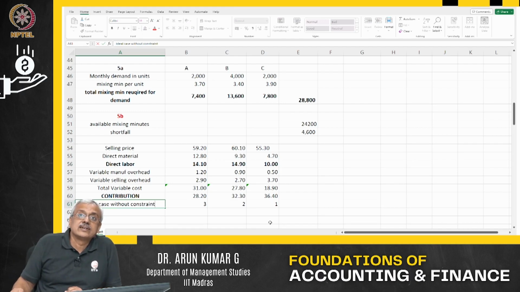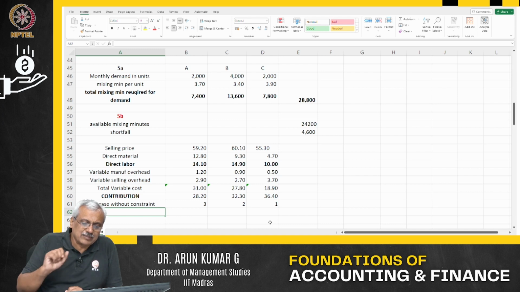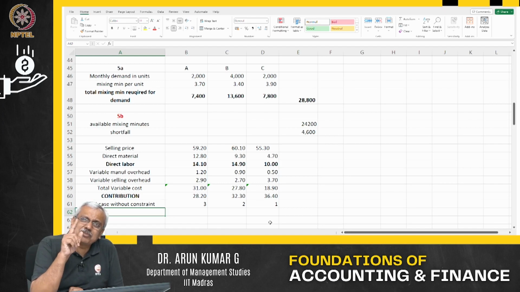Without a constraint. But there is a constraint. What is the constraint? Mixing minutes. Now, what is the objective function? The objective changes: maximize my contribution for every unit of that mixing minute.